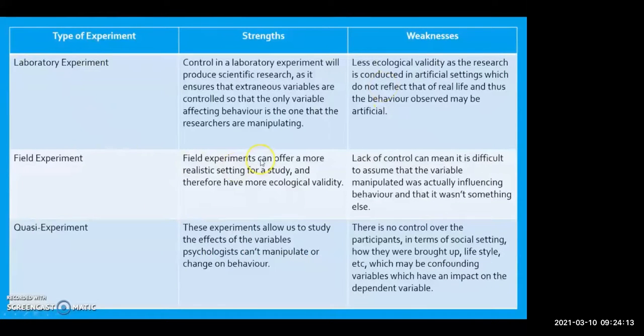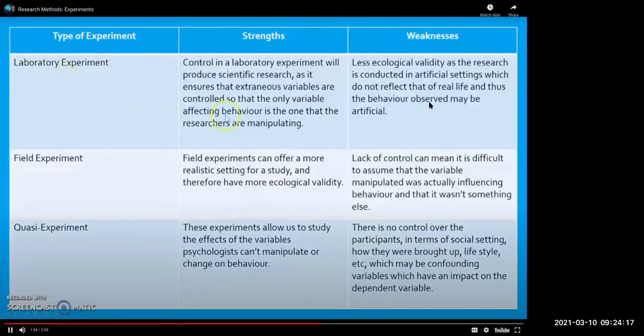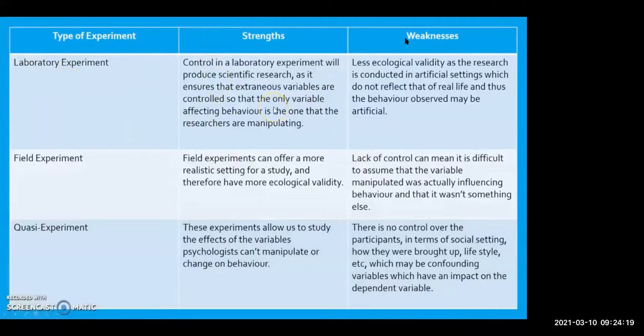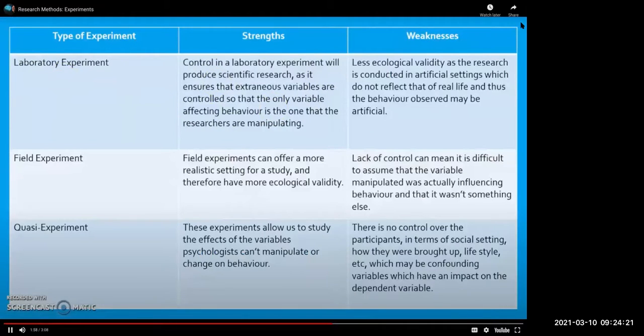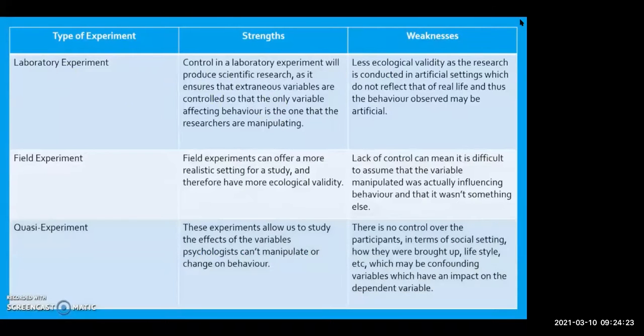Here are the strengths and weaknesses of each type of experiment. So for laboratory experiments, there's a high level of control, and this helps to produce scientific research, as it ensures that extraneous variables are controlled so that the only variable affecting behavior is the one that the researchers are manipulating. Laboratory experiments are also less ecologically valid, as the research is conducted in artificial settings which do not reflect that of real life, and thus the behavior observed may be artificial.